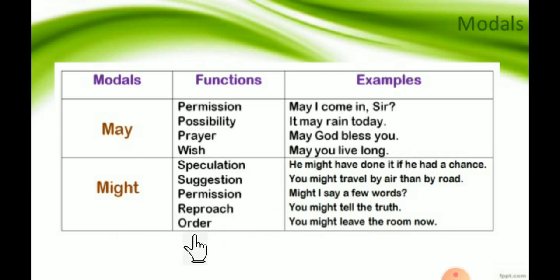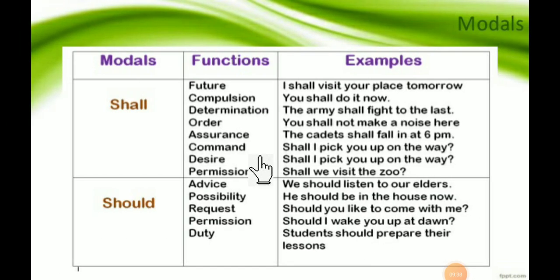Next, for order also. For giving order, you can use might. Here example, you might leave the room now. Got it? Next modal verb, shall. Shall we usually use in future tense. Am I right? Yes. So here see example, I shall visit your place tomorrow. So this is future tense.